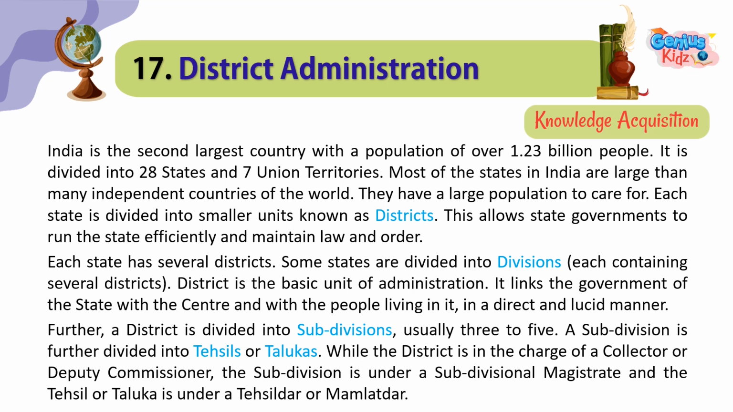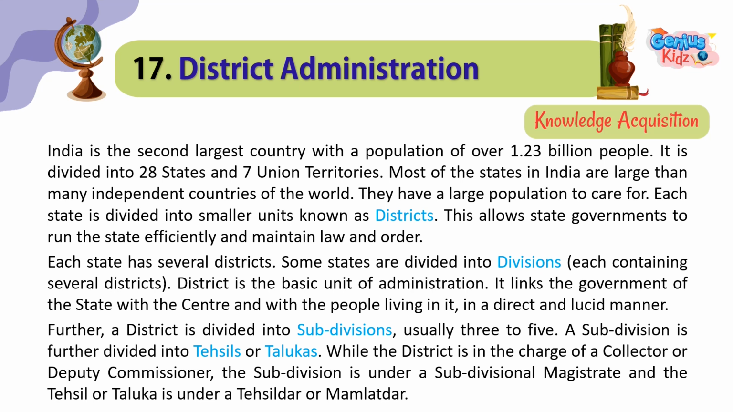Each state is divided into smaller units known as districts. This allows state governments to run the state efficiently and maintain law and order. Each state has several districts. Some states are divided into divisions, each containing several districts. District is the basic unit of administration.